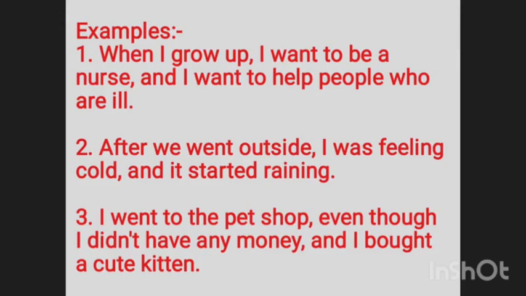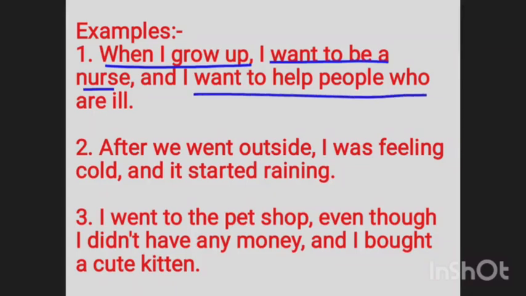So if you look at this, "when I grow up" is just a subordinate clause. "I want to be a nurse" is a main clause. "I want to help people who are ill" is a main clause. So if you look at this junction right here, the "and" is connecting "I want to be a nurse" and "I want to help people who are ill," which are the main clauses. "When I grow up" is just the subordinate clause.